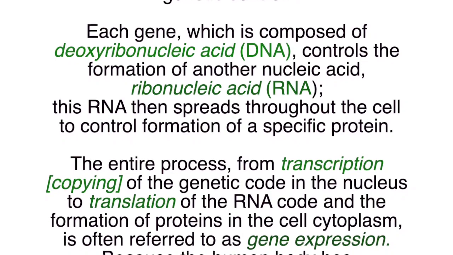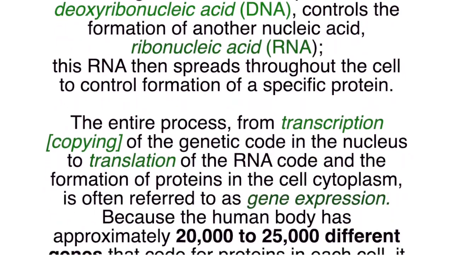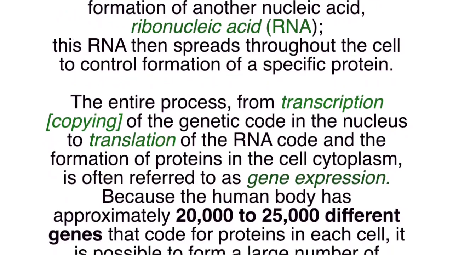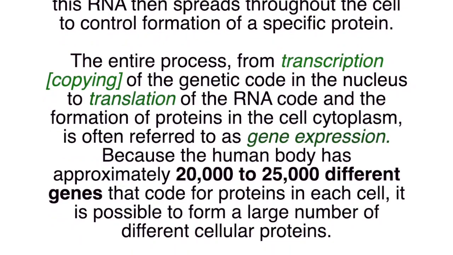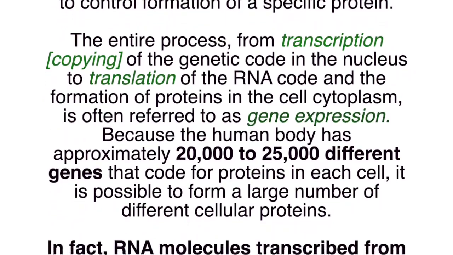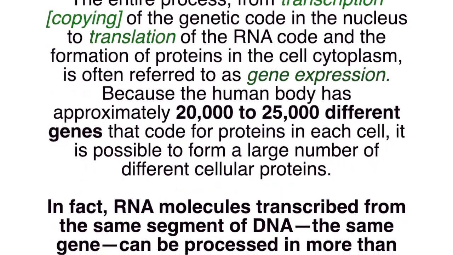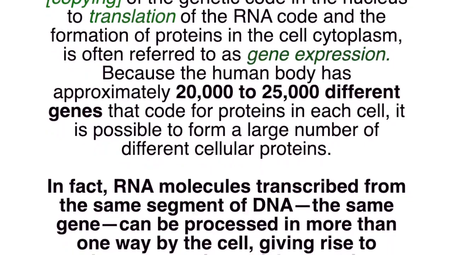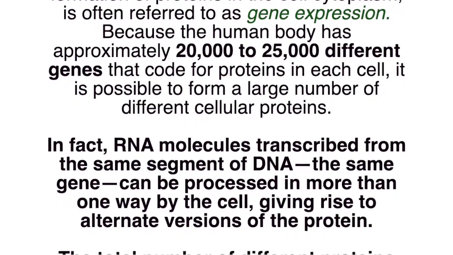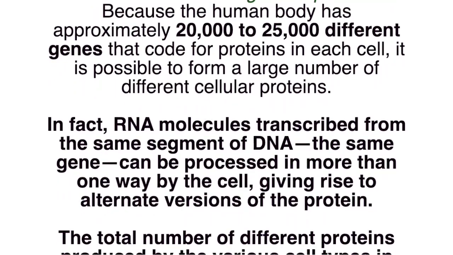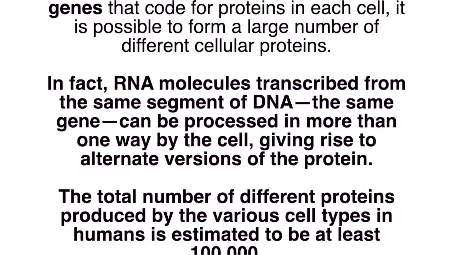The entire process from transcription, that is copying of the genetic code in the nucleus, to translation of the RNA code and the formation of proteins in the cell cytoplasm is often referred to as gene expression. Because the human body has approximately 20 to 25,000 different genes that code for proteins in each cell, it is possible to form a large number of different cellular proteins.